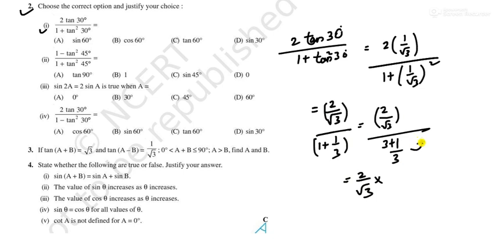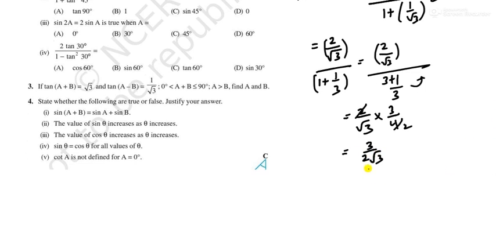Bring this to the numerator, you will get 3 by 3 ones are 3 plus 1 is 4. Now on solving you will get 2. Okay, so this is 3 by 2 root 3. Again you have a root value in the denominator, so just do the rationalization.